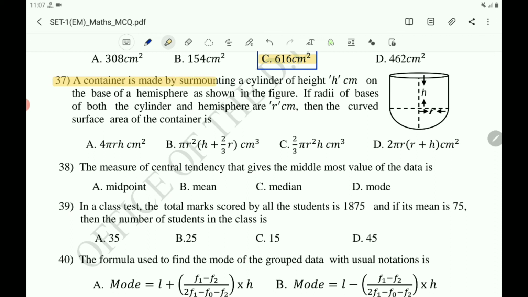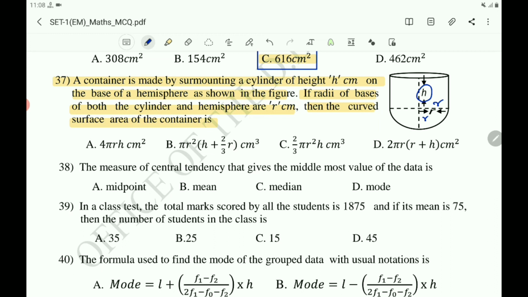A container is made by surmounting a cylinder of height h centimeter on the base of a hemisphere as shown in the figure. If radii of bases of both the cylinder and hemisphere are r centimeter, then the curved surface area of the container is. Here the figure is shown. What is given here? The container is made by surmounting a cylinder of height h centimeter. Here the height of the cylindrical portion is h centimeter, and the base of the hemisphere. If the radii of base of both the cylinder and the hemisphere are r, then the curved surface area of the container.